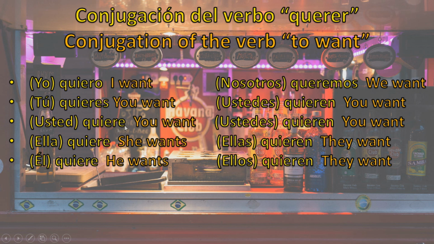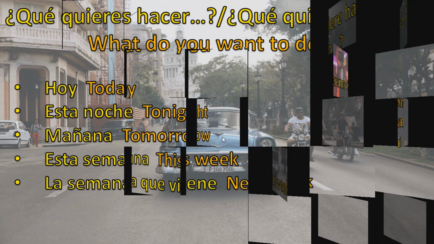Also, the plural of ella is ellas, and I say ellas quieren, they want. And the plural of él is ellos. Ellos quieren, okay? So, yo quiero, tú quieres, usted quiere, ella quiere, él quiere, nosotros queremos, ustedes quieren, ellas quieren, and ellos quieren. And here we have some examples with this verb.